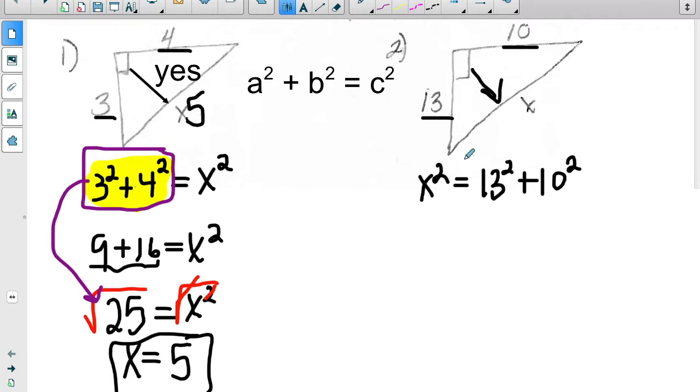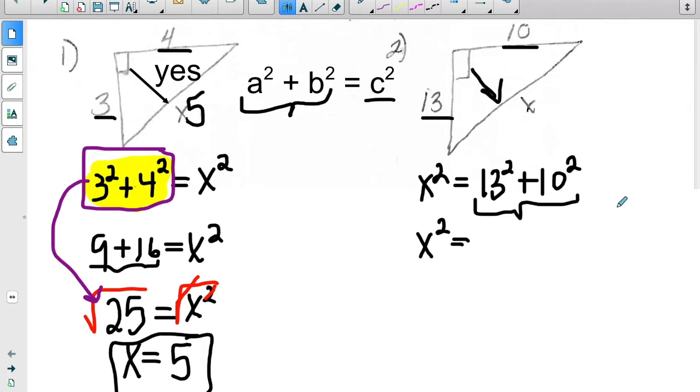And I know I flipped this around, but that's fine, because it's still the two legs. The sum of the squares of the two legs, a squared plus b squared, is equal to the hypotenuse squared, c squared. A squared plus b squared equals c squared. I just flipped it around. Now at this point, we have x squared. Just like I said on the last one, I have 13 squared plus 10 squared.